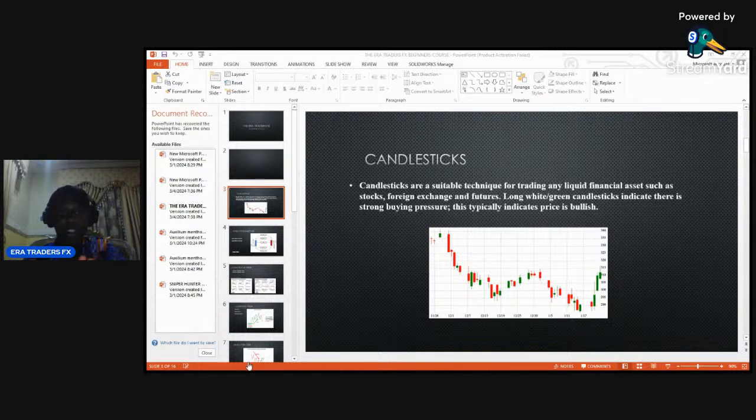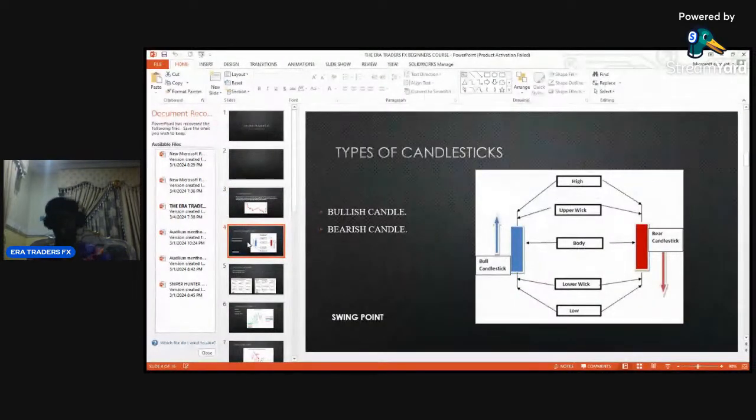You see the green and the red candle. These are candlesticks. Basically, we have two types of candlesticks: the bullish candle and the bearish candle. If you are following, please take note of these terms: bullish candle, bearish candle.